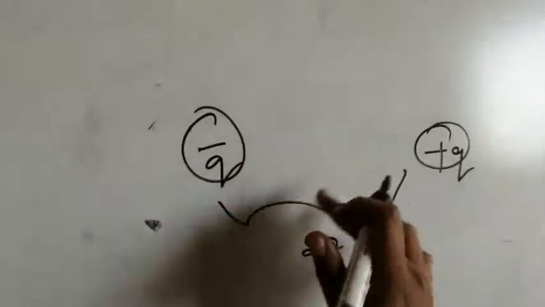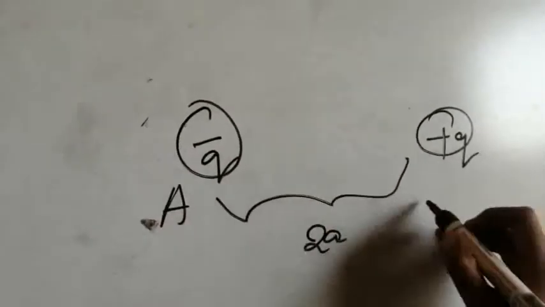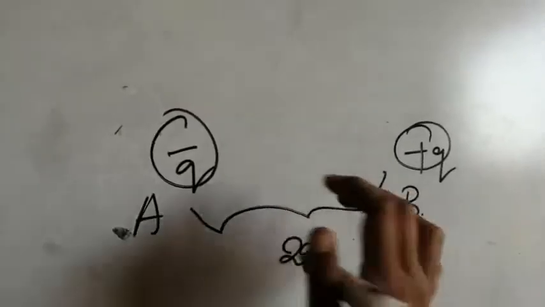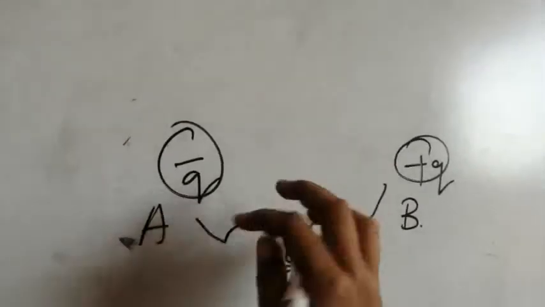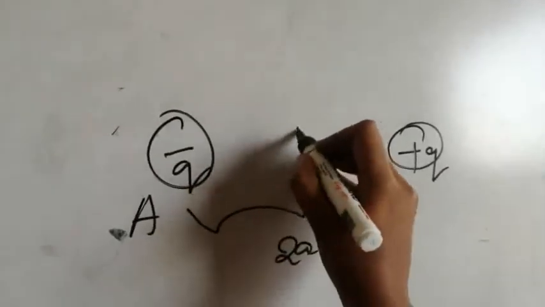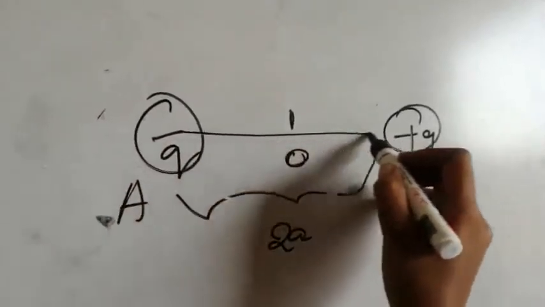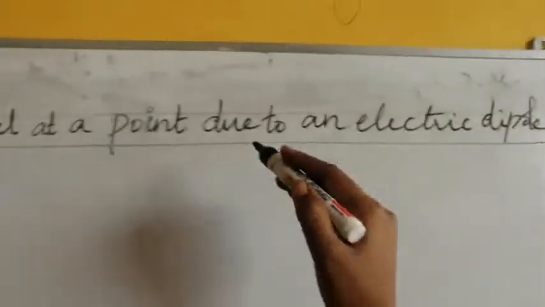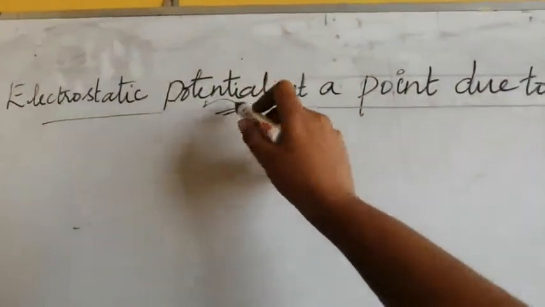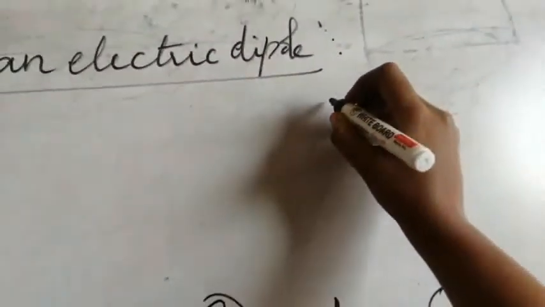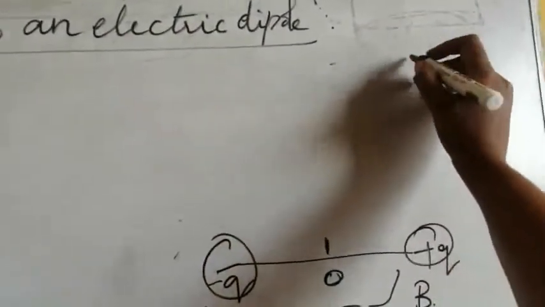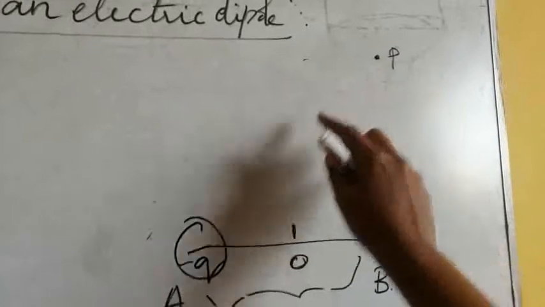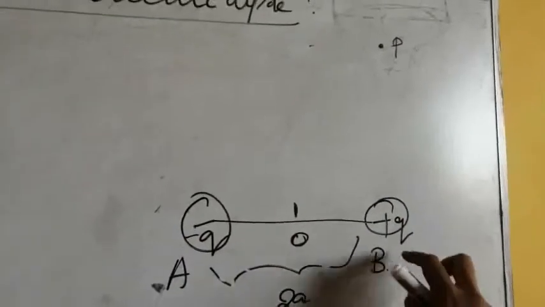So in the dipole, let me take this point as A and this point as B now. So I have kept the two charges, minus Q and plus Q, at a distance of 2a. Let me take the center point as origin, and this is the axis joining the charges. So I have to calculate the electrostatic potential at one point P. I am taking a point P and I am going to calculate the potential at P due to these two charges, due to this dipole.